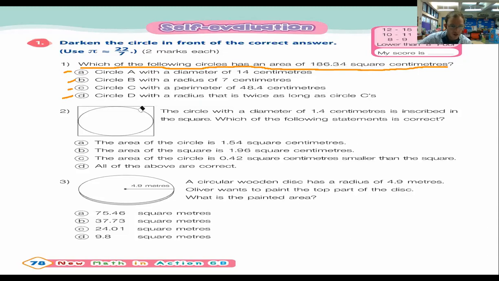Number two, the area of the circle with a diameter of 1.4 centimeters is inscribed in the square. Which of the following statements is correct? A, the area of the circle is 1.5 square centimeters. B, the area of the square is 1.96 centimeters. C, the area of the circle is 0.42 square centimeters smaller than the square. D, all the above answers are correct.